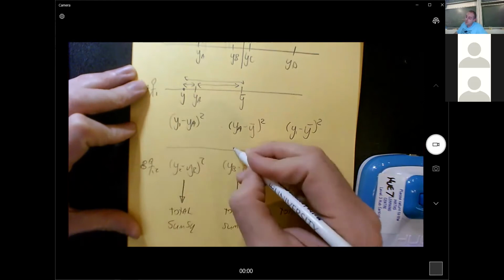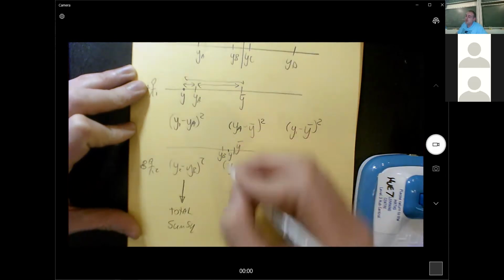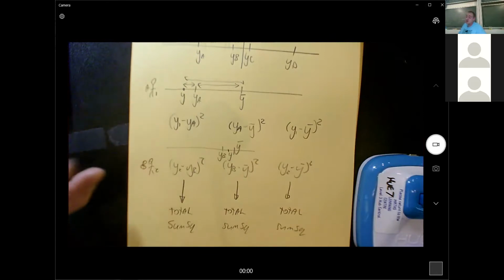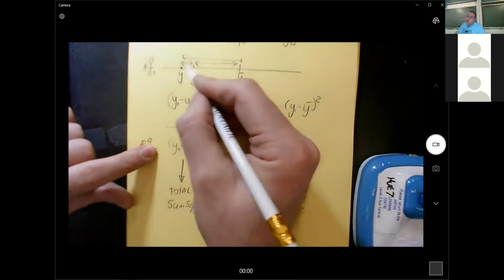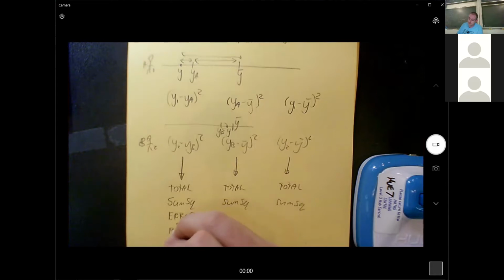And so for this person, we'll go the grand mean, and then we'll go a little bit further to get their group mean, and then there'll be a little random noise that will get their actual value from there. And sometimes that random bit is positive, sometimes it's negative. And so this bit here, how far everyone is from the group mean, is called the error. Or possibly residuals. And this bit here is the model. And this bit here is called the total sum of squares.